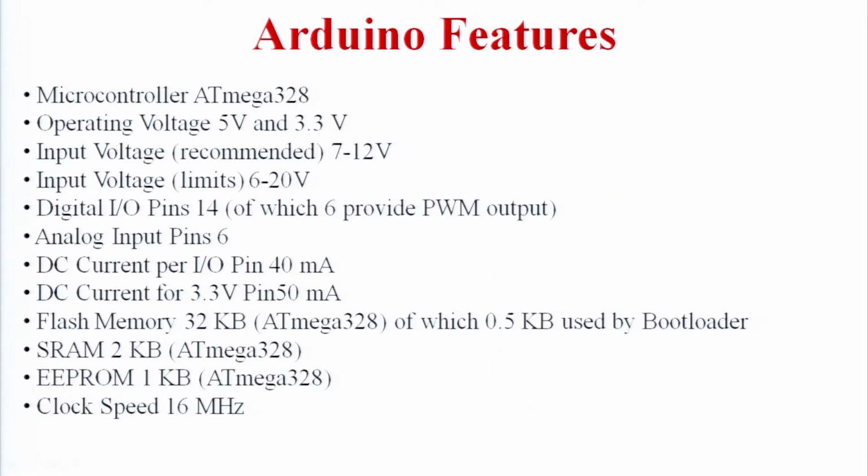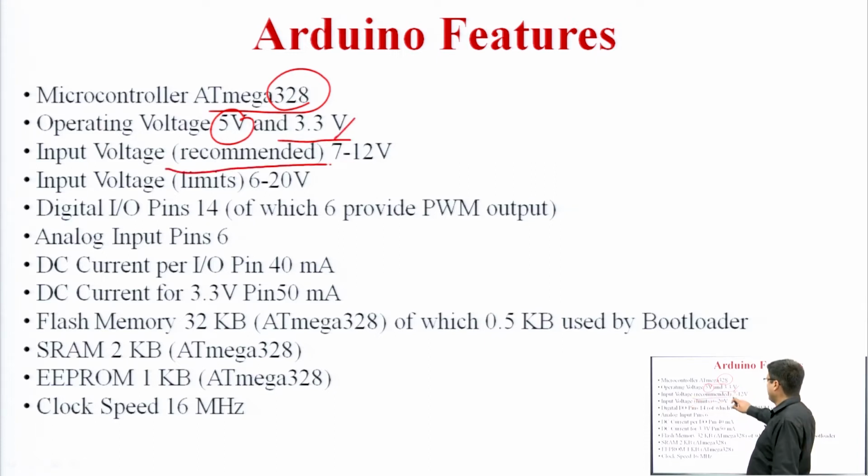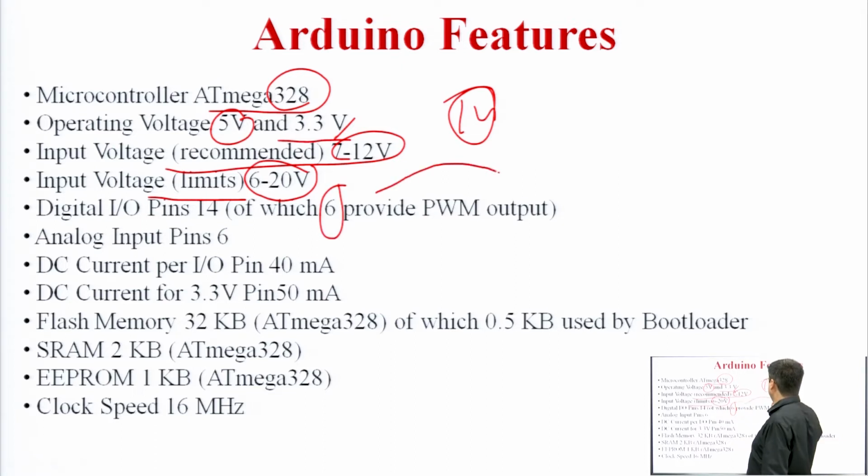So, Arduino features. We will look into the more technical features of the Arduino microcontroller, Atmega 328 series. Atmel is the vendor who manufactured and launched the Arduino microcontroller into the market. Its operating voltage is 5 volt and 3.3 volt. Its recommended input voltage is 7 to 12 volt. It has an input voltage limit of 6 to 20 volt. It has digital input output pins. Digital input output pins available are 14, and out of 14, 6 are specific for PWM, pulse width modulation operations. Analog pins are 6.